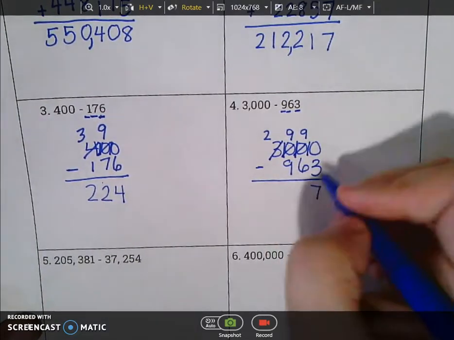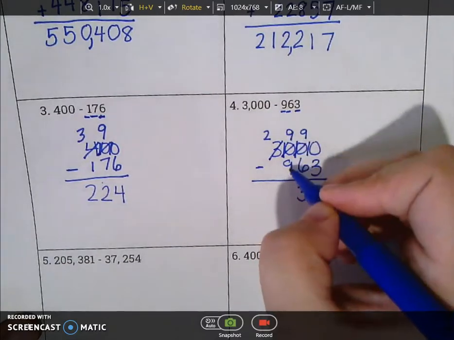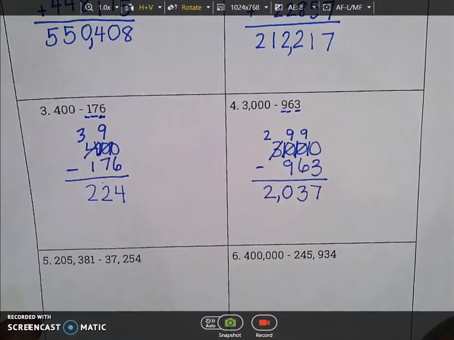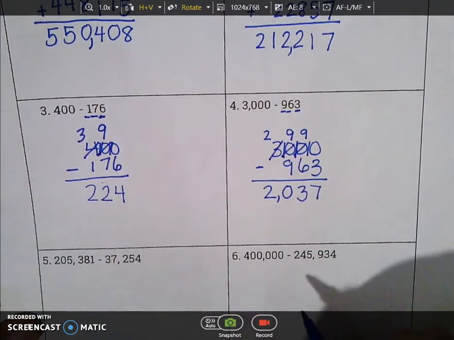So 10 minus 3 is 7. 9 minus 6 is 3. 9 minus 9 is 0. 2 minus nothing is 2. Oh, and I just went ahead and put that comma in there.